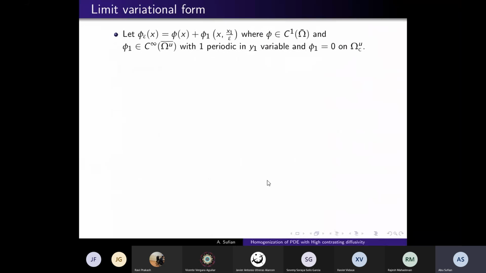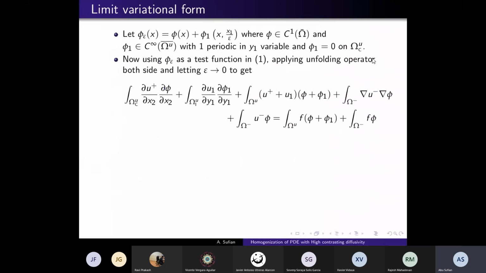Now, if we take a test function phi epsilon as phi(x) plus phi 1(x, x/epsilon), and use this test function in this epsilon-stage variational form, where phi 1 is 1-periodic in y1 and 0 in omega cu, and if we pass to the limit epsilon tends to 0, we end up with this two-scale variational form, that is, the limit variational form.